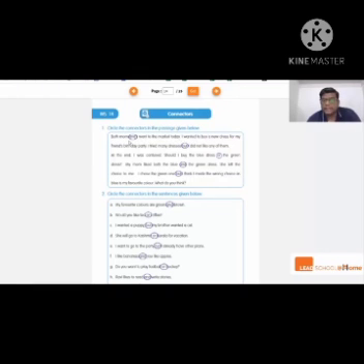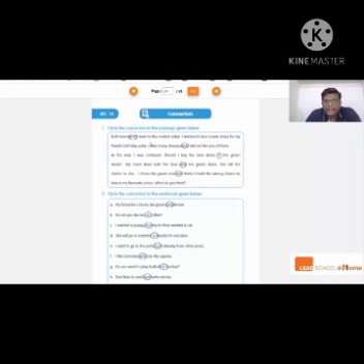Which is a connector? And. Which are the three types of connectors? And, but, and what is the third one? Or. And, but, or. Clear?